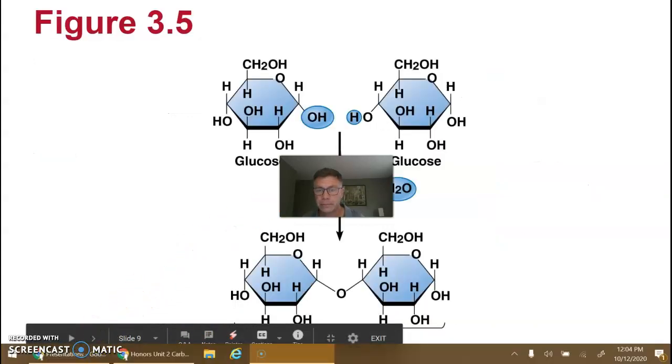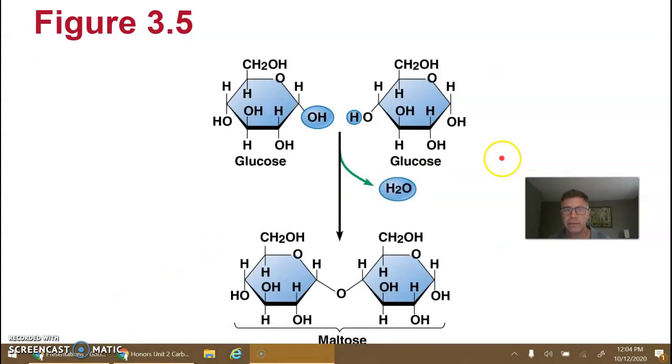Okay, so here's a picture of that. Here we've got two glucoses that are joining together to form maltose. And again, dehydration synthesis occurring. Dehydrate means to lose water. Synthesize means to build.